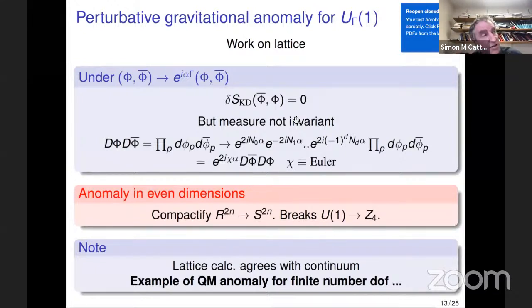You can do it on the lattice, or you can do it in the continuum, keeping track of things, and you get the same answer as you have to. And it's just because the structure survives under discretization. And it's an example of a quantum mechanical anomaly for a finite number of degrees of freedom.